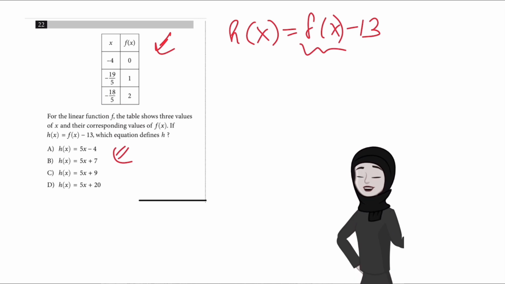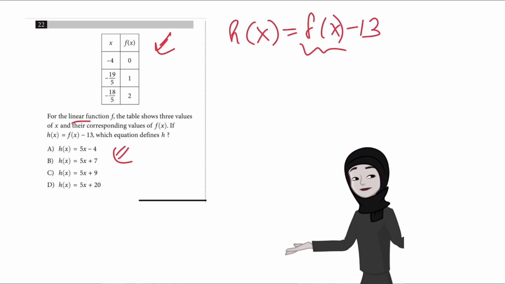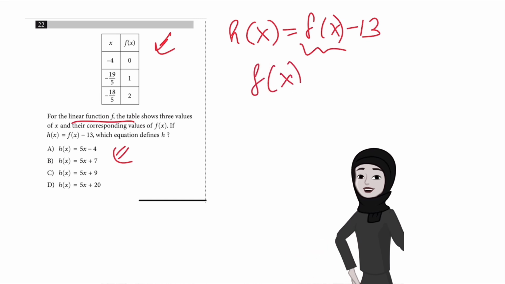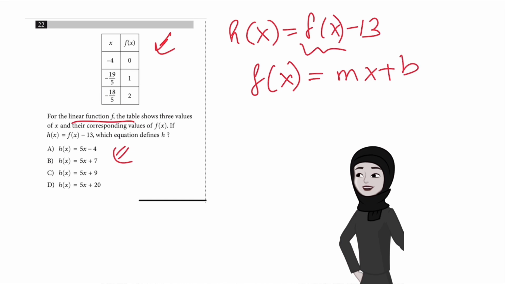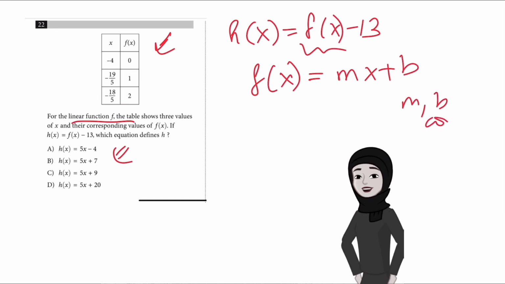Now the question also says that the equation defines the linear function f. So the function f is linear. So since it is linear, the function will be of this form: f of x is equal to mx plus b, where m and b are constants.